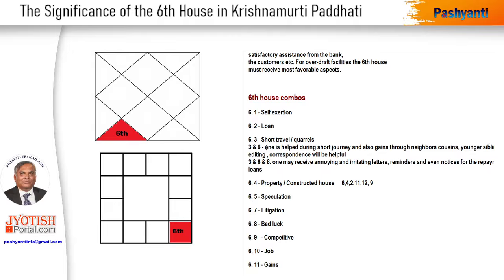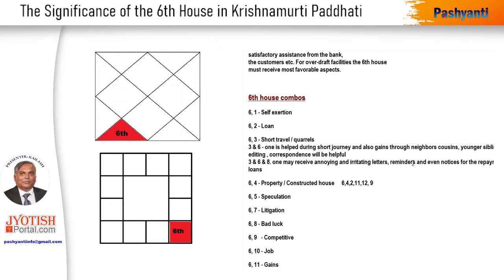For example, if you look at this combination of 6 and 3, Shri Krishnamurti has mentioned that one is helped during short journeys. Why is one helped during short journeys? Because the 3rd house is the house of assistance, and the 3rd house also indicates journey, and the 6th house indicates gain. So one is helped during short journeys, and also gains through neighbors, cousins, and younger siblings.